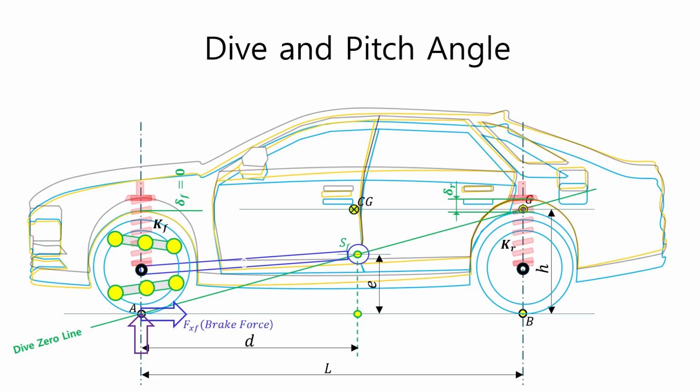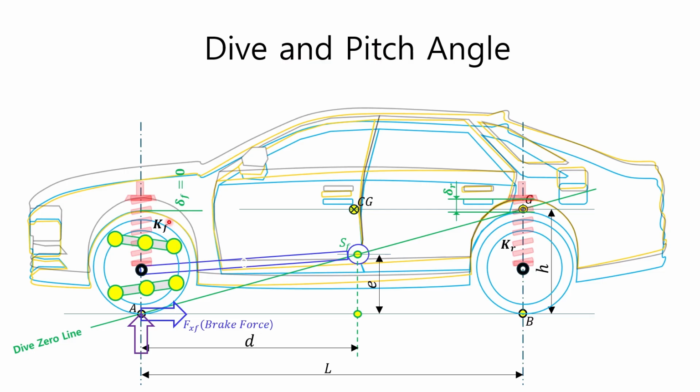Let's examine the relationship between dive and pitch angles and suspension geometry in this figure. First, let's look at the relationship between dive and pitch angle when braking force is applied and the dive becomes zero. A dive of 0 means that the vertical spring displacement relative to the front wheel center is 0, implying that the front ride height has not changed.